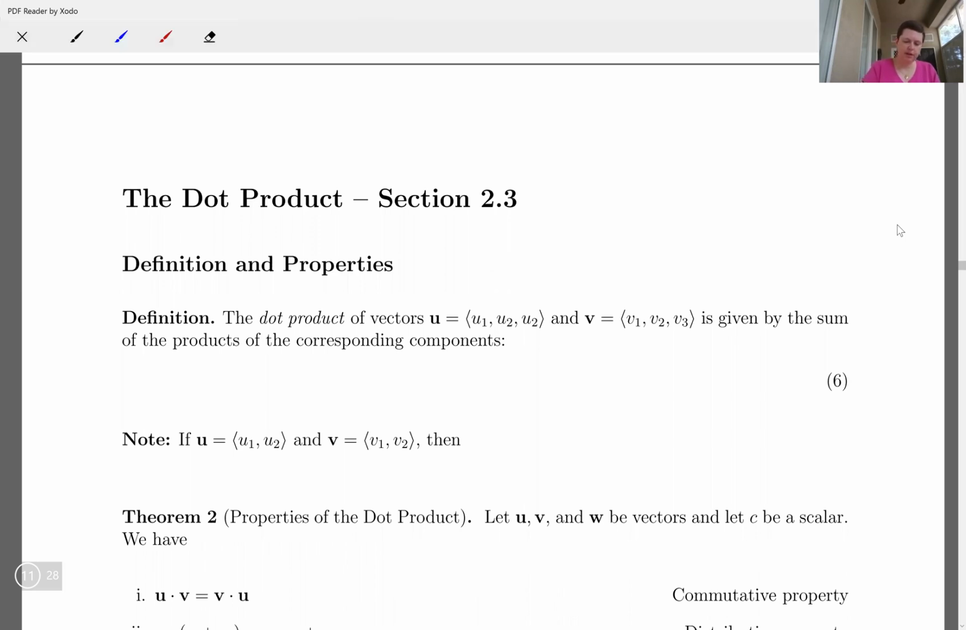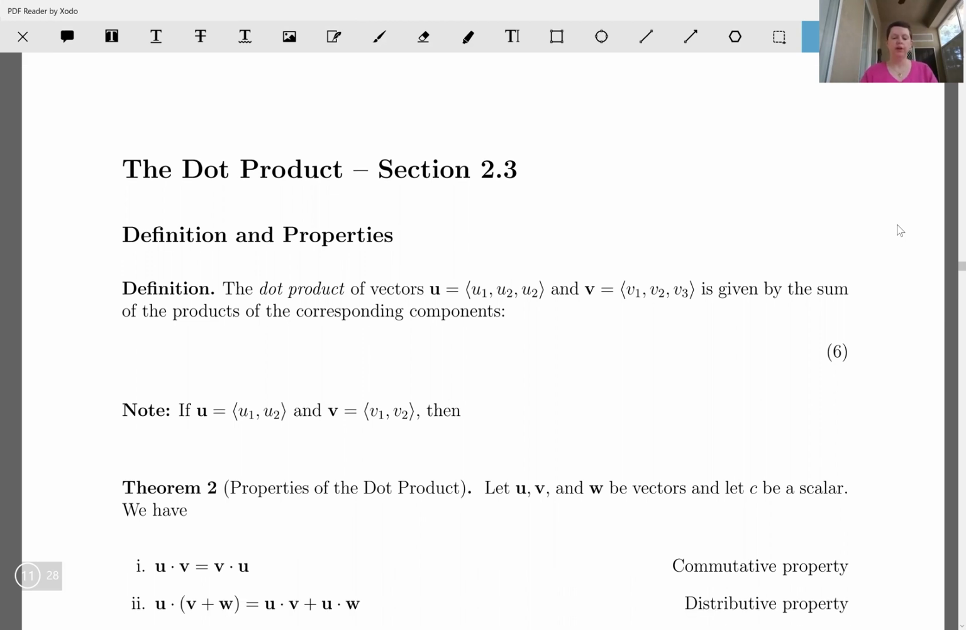All right, so the dot product is a very useful and important tool. So first off, what is the dot product, you might ask? The dot product of two vectors, u and v, let's say, is given by the sum of the products of the corresponding components. In other words, u dotted with v is going to be u sub 1 times v sub 1 plus u sub 2 times v sub 2 plus u sub 3 times v sub 3.